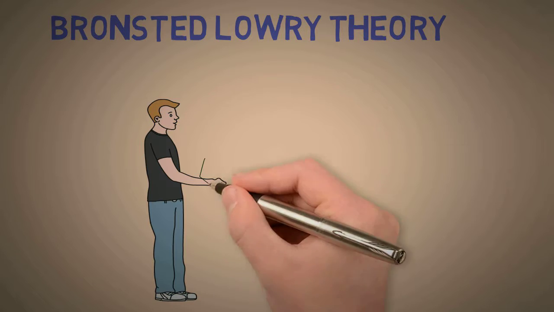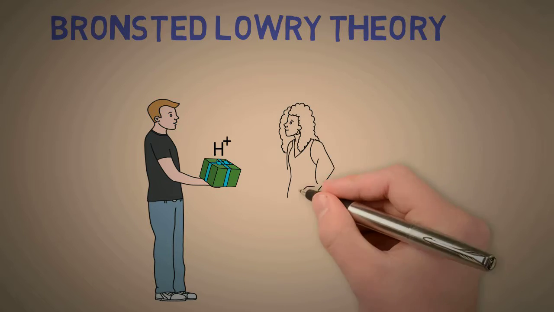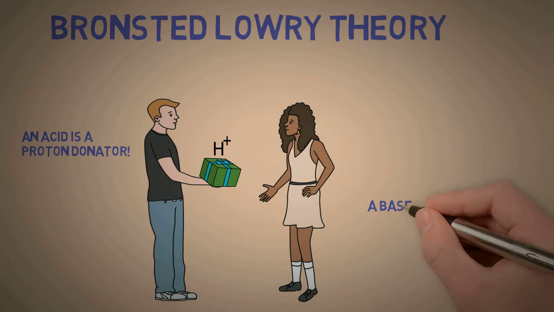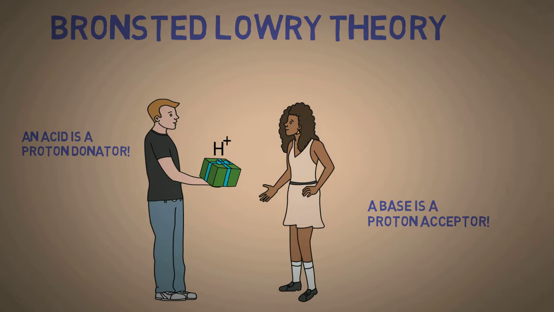In this case, an acid is a proton donor, whereas a base is a proton acceptor, and the proton is simply drawn as a H+ ion. These are the terms to learn for easy marks.